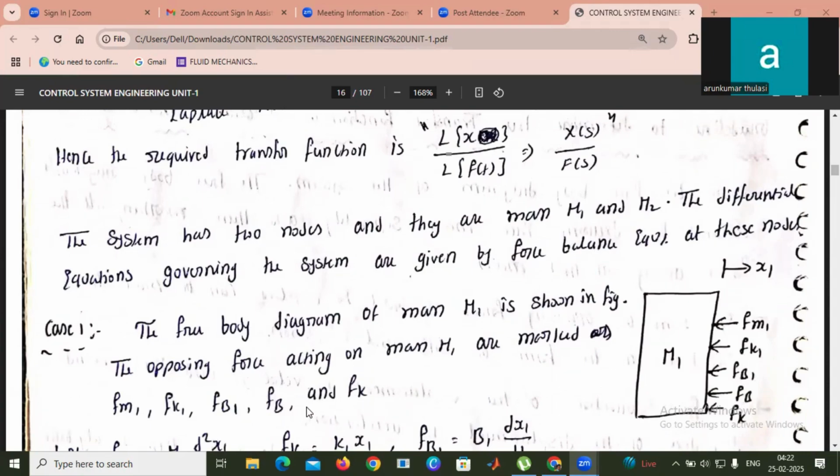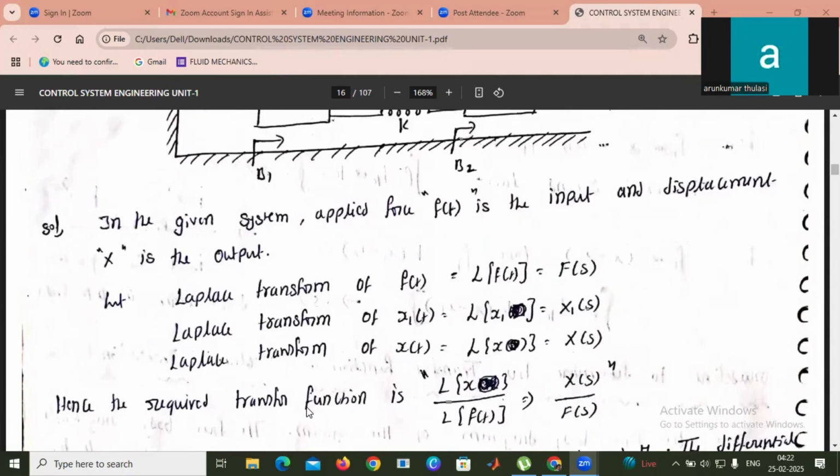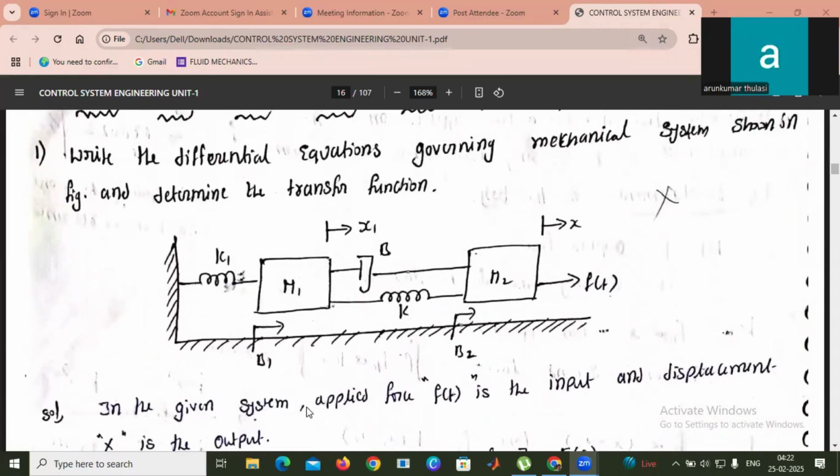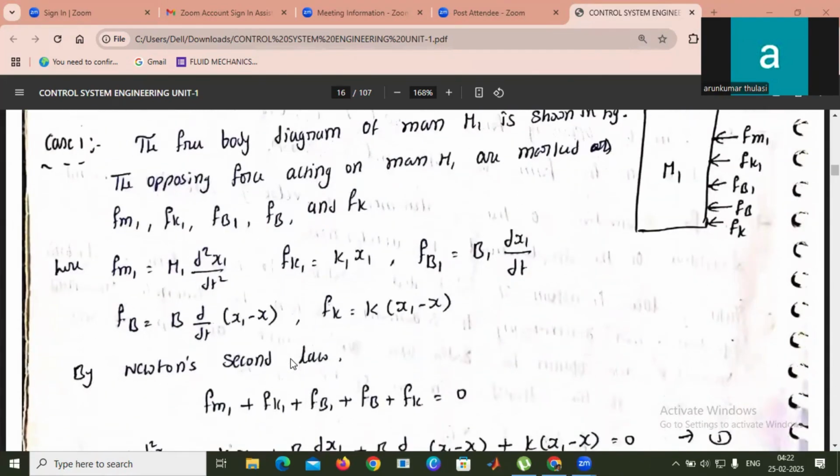So let me see how we get these forces acting opposing to the mass. See here, this is the mass element M1, K1, which with respect to the mass itself acts as an opposing force, and B1, that is the friction element, dashpot, and B and K. So totally, five opposing forces act on M1. Now we'll see the differential equation representation of these five forces.